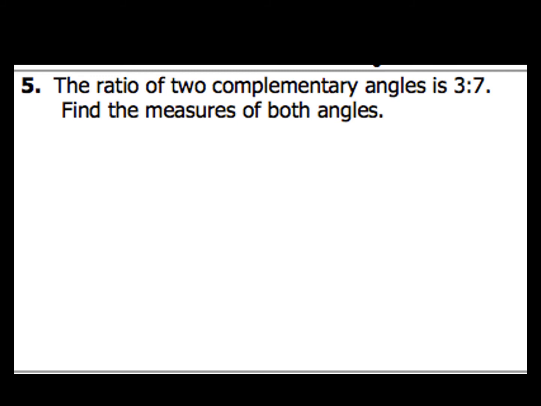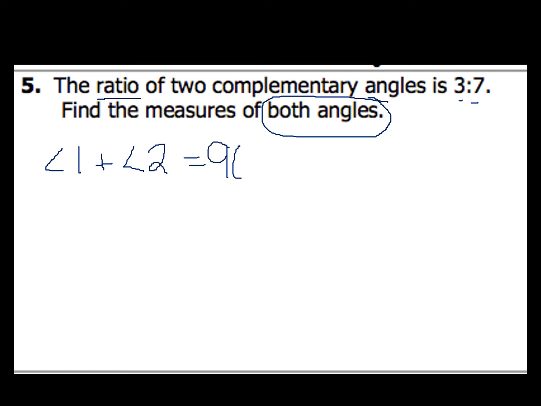The ratio of 2 complementary angles is 3 to 7. Find the measure of both angles. So what do we know? We know that 2 angles, angle 1 plus angle 2, is equal to 90 degrees. That is the definition of complementary. Now it tells us that the ratio is 3 to 7.